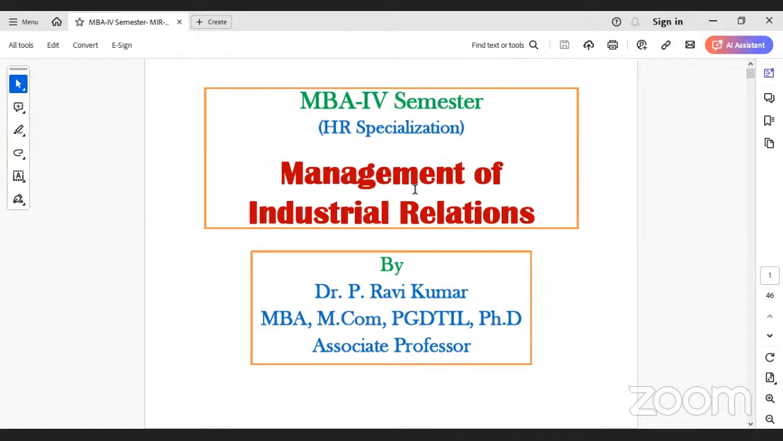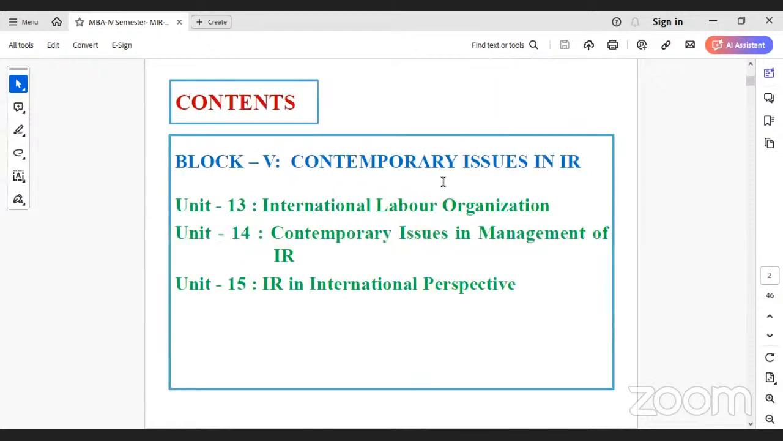As a continuation to the last class, so far we have come to the fifth unit, the management of industrial relations. In this block, as we discussed yesterday, we are covering contemporary issues in HR and IR. As a part of that, we have three units, 13, 14 and 15. Unit 13 is the International Labour Organization.